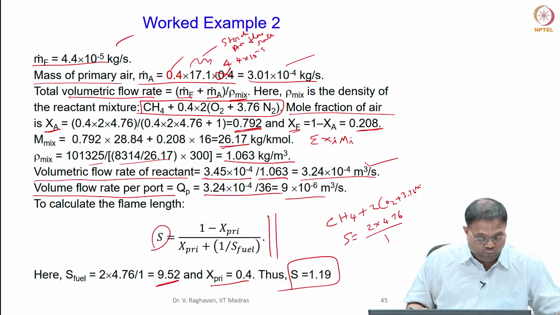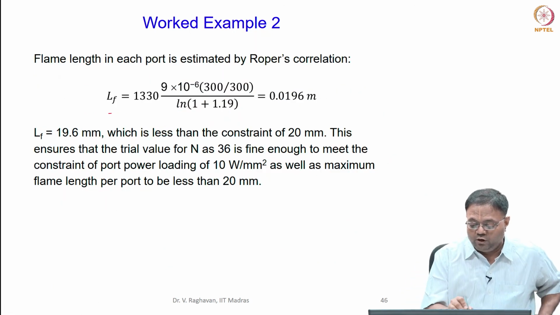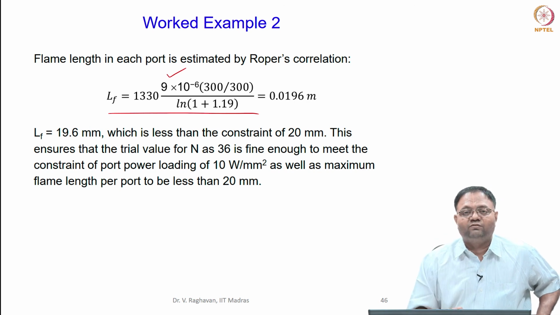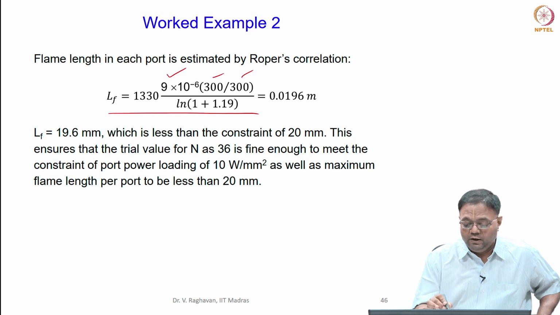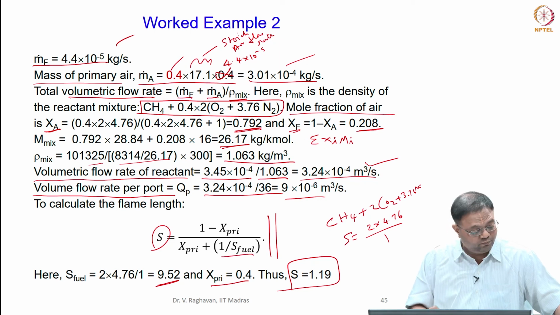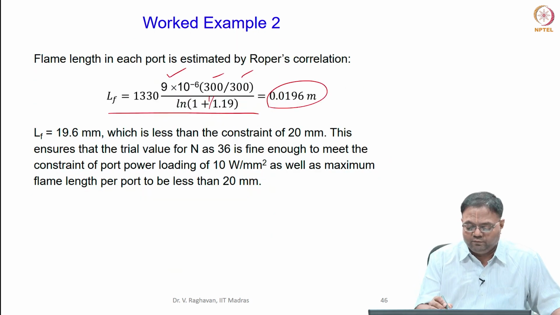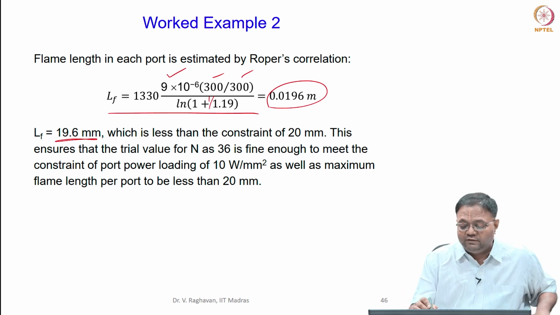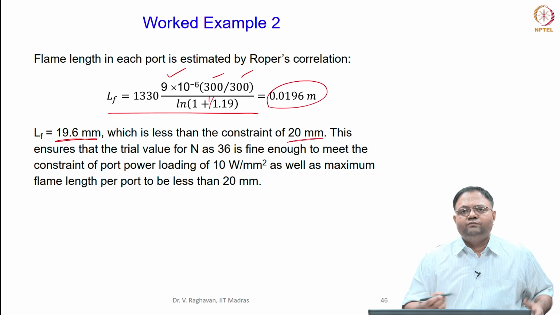Now substitute this in the Roper correlation. You know the QF for an individual port, that is 9 into 10 power minus 6 meter cube per second, TF and T infinity are 300, then 1 by ln of 1 plus 1 by S fuel. You get the flame length as 19.6 mm, which is less than the given constraint of 20 mm. That is fine.